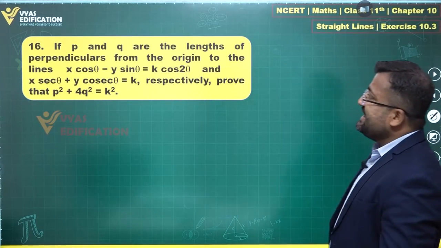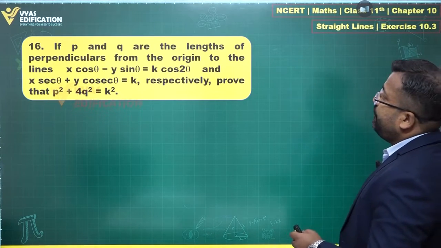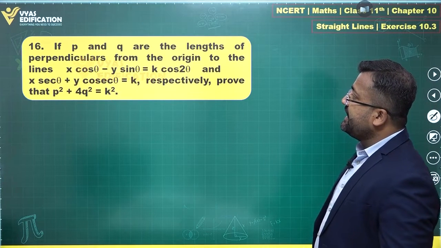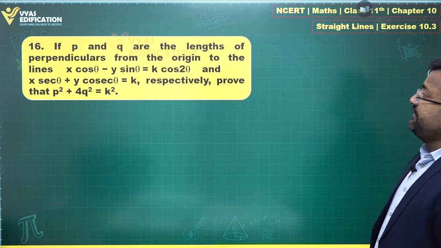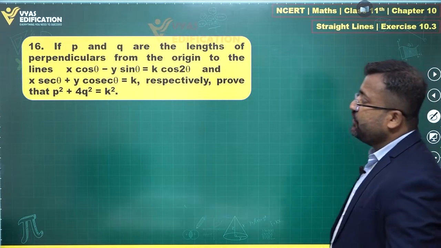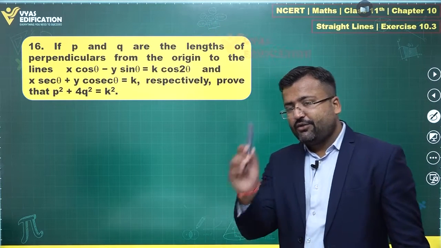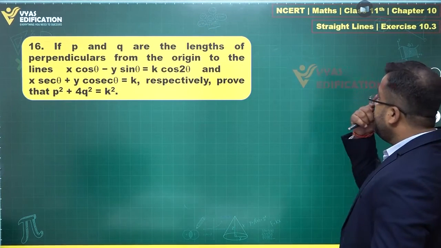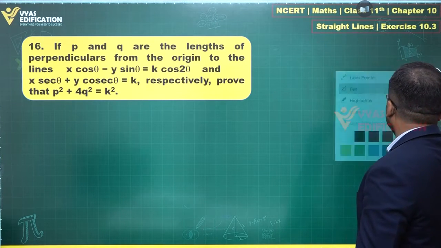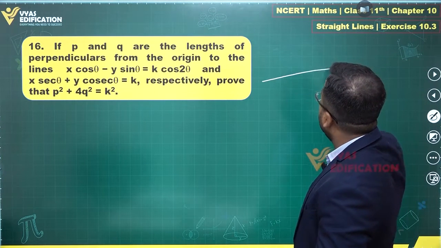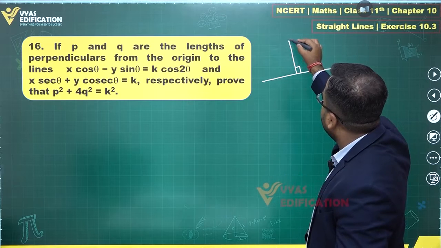Question number 16 says, if P and Q are the lengths of perpendiculars from the origin to the lines this and this respectively, prove that P square plus 4Q square is equal to k square. Let's take a look at this question. Lengths of perpendiculars from the origin to the lines. Okay. So formula for lengths of perpendiculars, let's recall that.